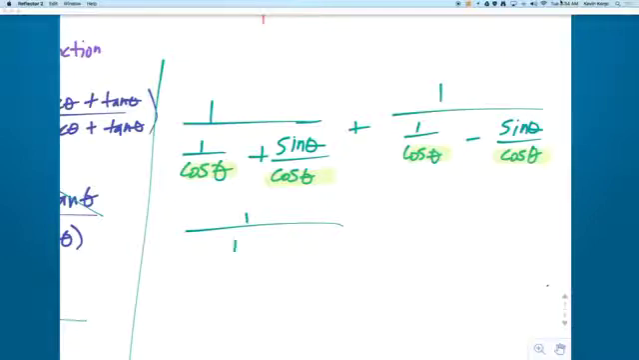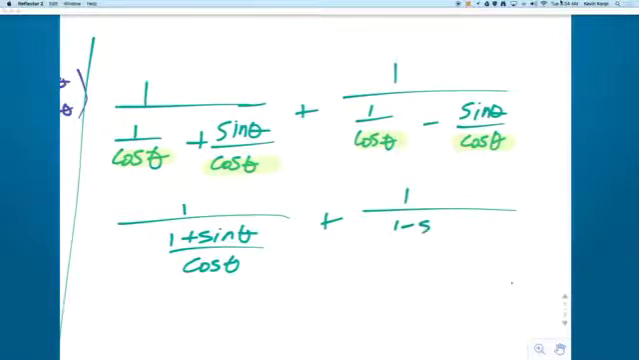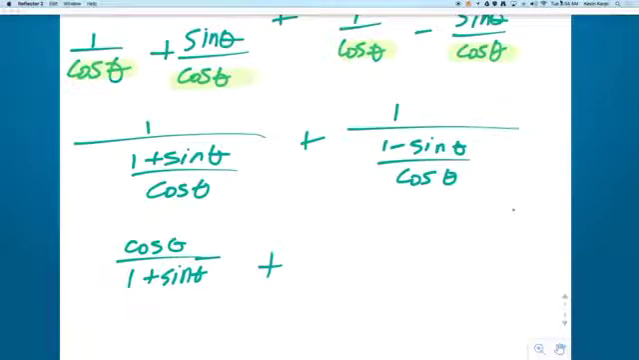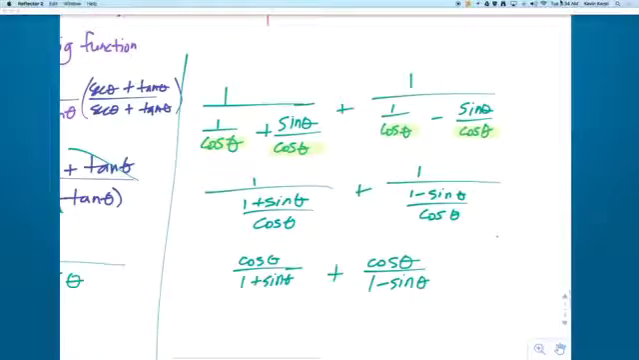1 over, and now you have 1 plus sine all over cosine, plus 1 over 1 minus sine all over cosine. And now because you have 1 divided by a single fraction, not 2 terms, now you can do state change flip. So now it's just going to be cosine over 1 plus sine, 1 times the reciprocal, plus 1 times the reciprocal, you get this. So that's equivalent to what we started with.